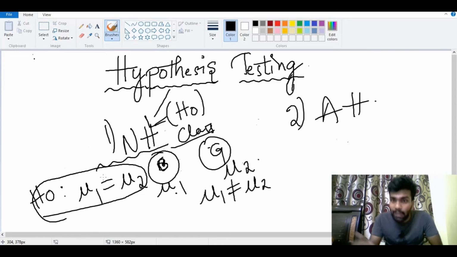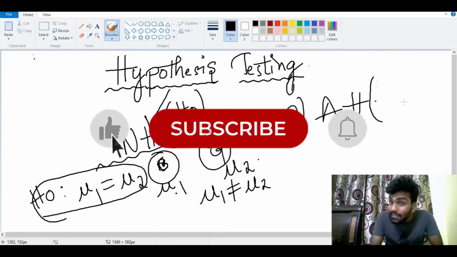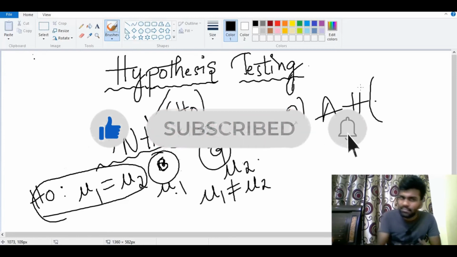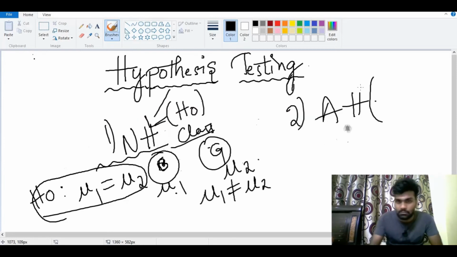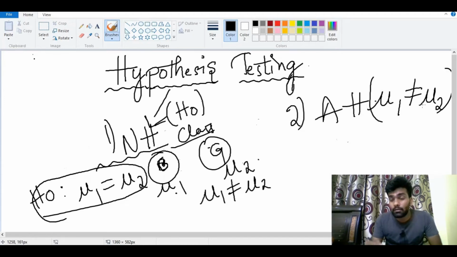And similarly, the alternate hypothesis, which is quite opposite to the null hypothesis. For example, since we took mu1 is equal to mu2 here, in the alternate hypothesis it's quite simple: we take mu1 not equal to mu2. So that's the null hypothesis and the alternate hypothesis.